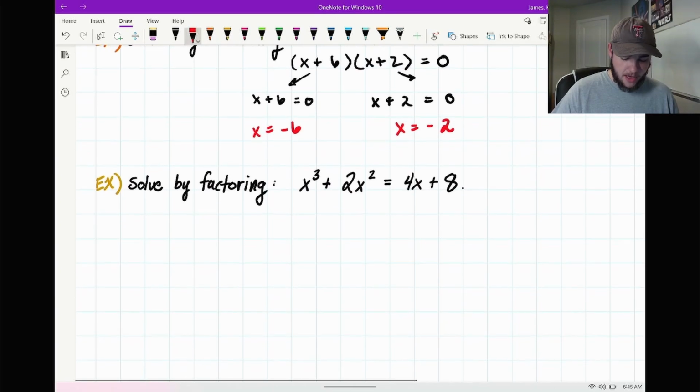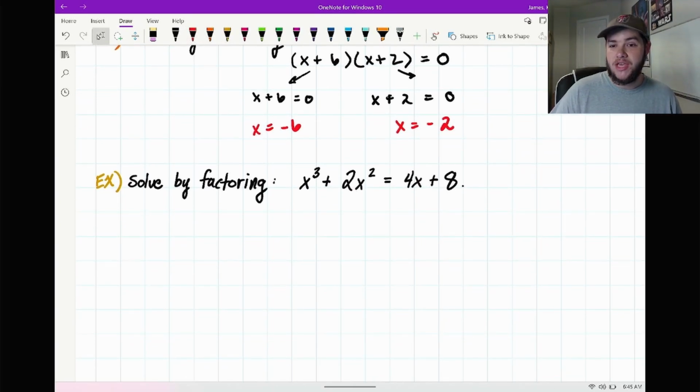But here in the next problem, you'll notice I actually have a cubic equation, right? I have a degree 3 polynomial. So what do I do? Well, notice that on both sides, I've got polynomials this time.